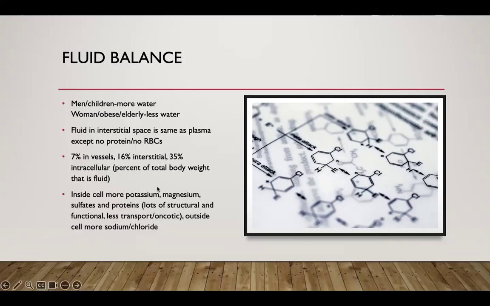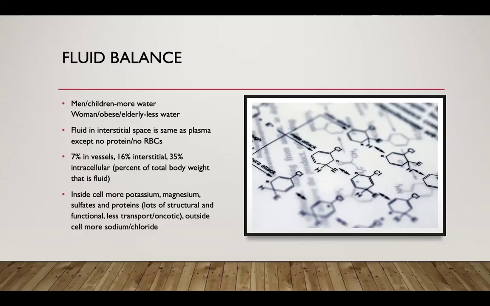Also important that you know these numbers of percent of body weight of fluid in each of these spaces. 7% of your body weight in fluid is in your vessels or your intravascular space, 16% in your interstitial, 35% in your intracellular. Also important to know is that inside the cell, you can have more potassium, you probably know that principle by now, more magnesium, sulfates, and proteins.